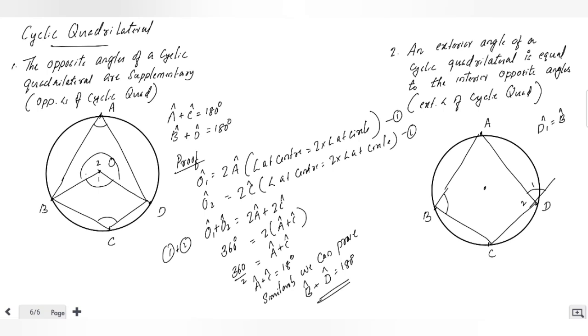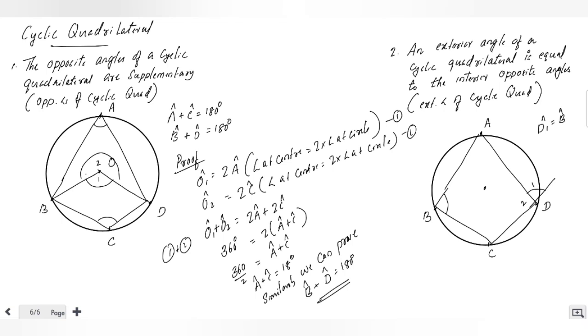Just think about a rectangle. What are the angles in a rectangle? 90 degrees, isn't it? So opposite angles are 90 degrees. 90 plus 90 is 180, which means a rectangle is a cyclic quad. You can draw the rectangle inside a circle. Similarly, a square also, because all the interior angles are 90 degrees. Is it clear? So at the same time, a square or rectangle is a quadrilateral and a cyclic quadrilateral also. Is it clear? All right. Now we can move to the next theorem.